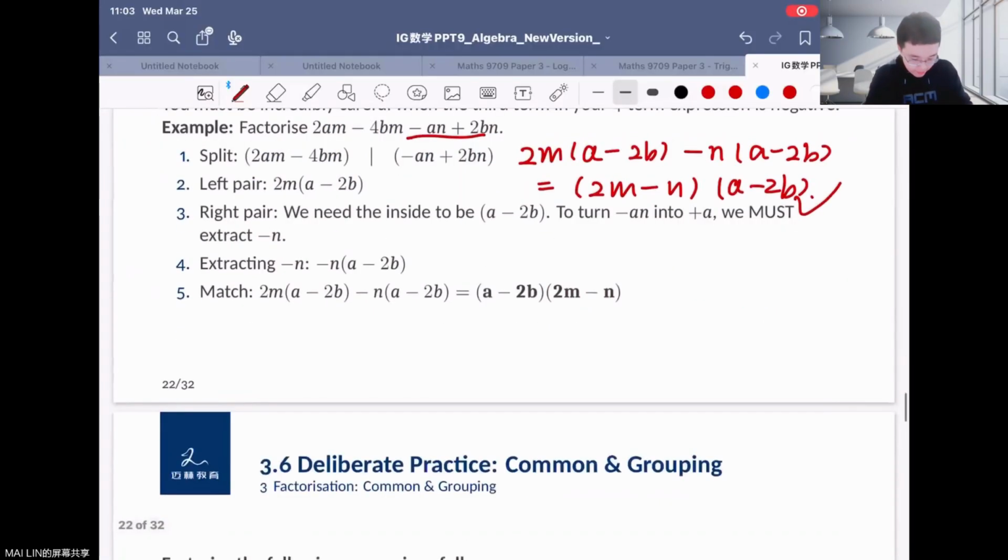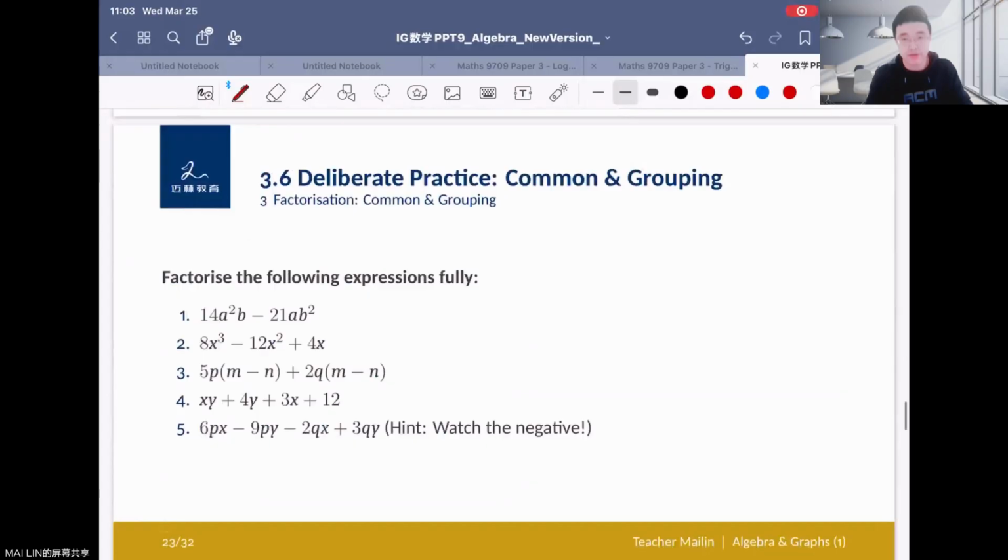And here is some deliberate practice for you. You can just try it yourself and find how to do this. If you want to listen to my method to solve these problems, you can also continue to watch, and I'll help you solve it one by one.